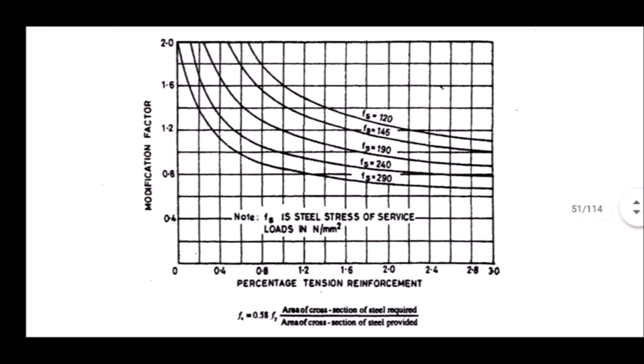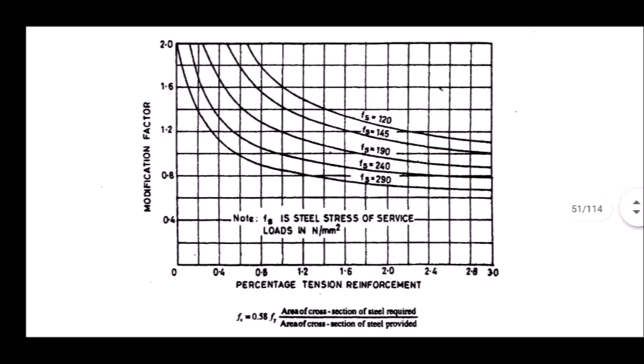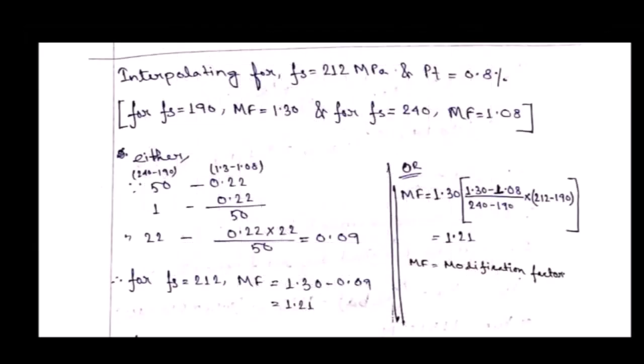Let's see the notes. What is written? What I have already assumed for this. This is actually an approximate value because a direct value is not possible to find out from this graph. But we have to take approximate values. So let's go to the note and check the value for 240 and 190. What is the value of modification factor from this graph? Okay, so we find the value of modification factor is 1.3 for Fs 190 and percentage of steel 0.8, and the value of modification factor 1.08 for Fs 240 and percentage of steel 0.8.